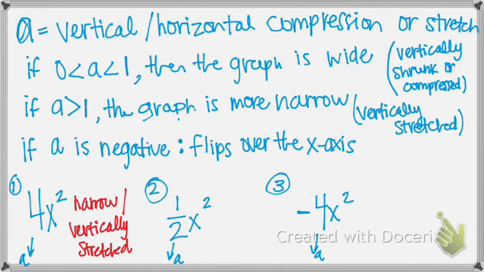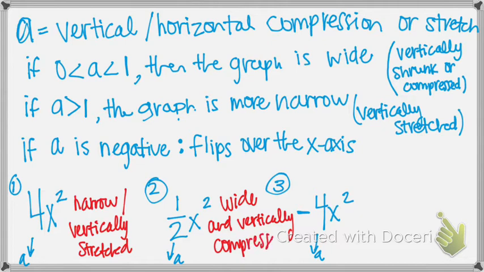All right. Now, number 2. What is the A value here? 1/2. Now, is 1/2 greater than 1 or between 0 and 1? Less than 1. It is between 0 and 1. Okay? So, the graph becomes wide and vertically compressed.